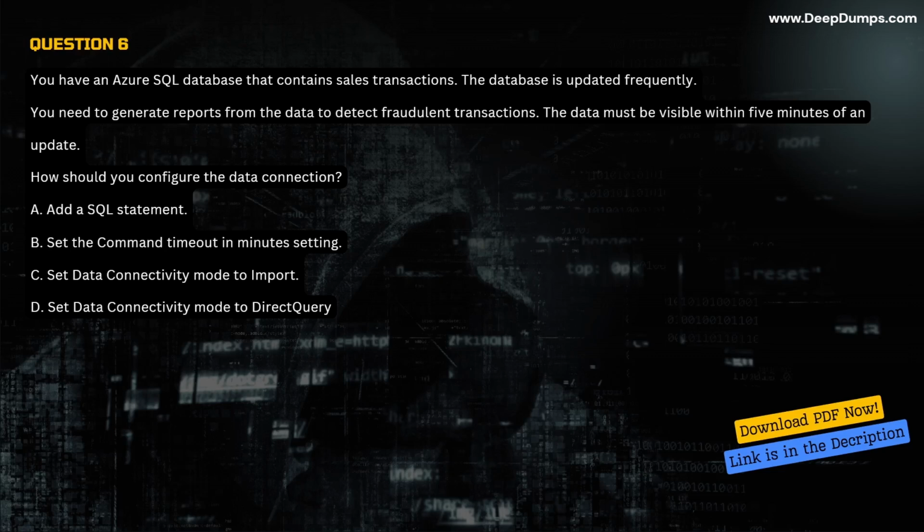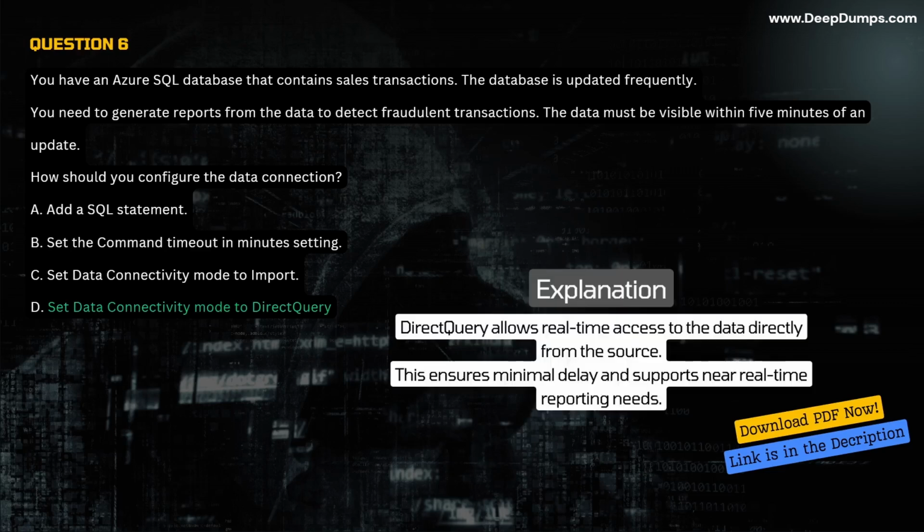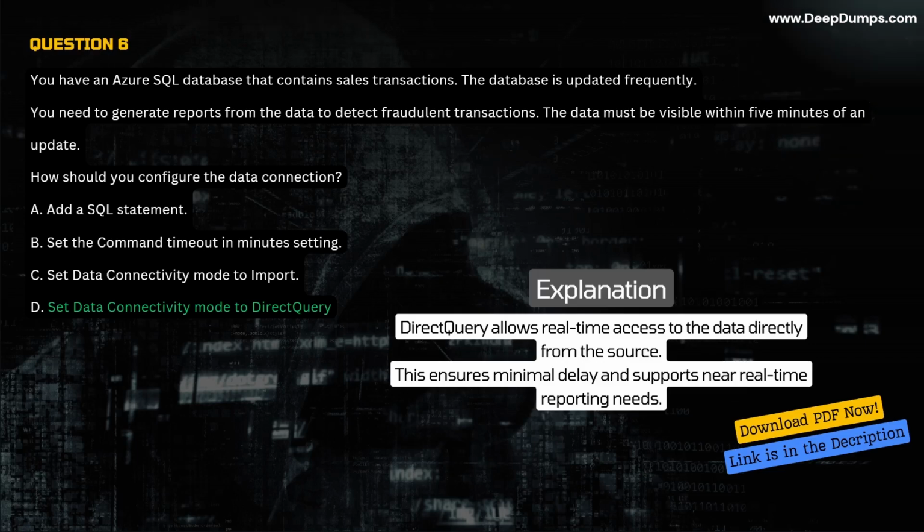How should you configure the data connection? A. Add a SQL statement. B. Set the command timeout and minute setting. C. Set data connectivity mode to import. D. Set data connectivity mode to direct query. Correct answer is D. Explanation. Direct query allows real-time access to the data directly from the source. This ensures minimal delay and supports near real-time reporting needs.